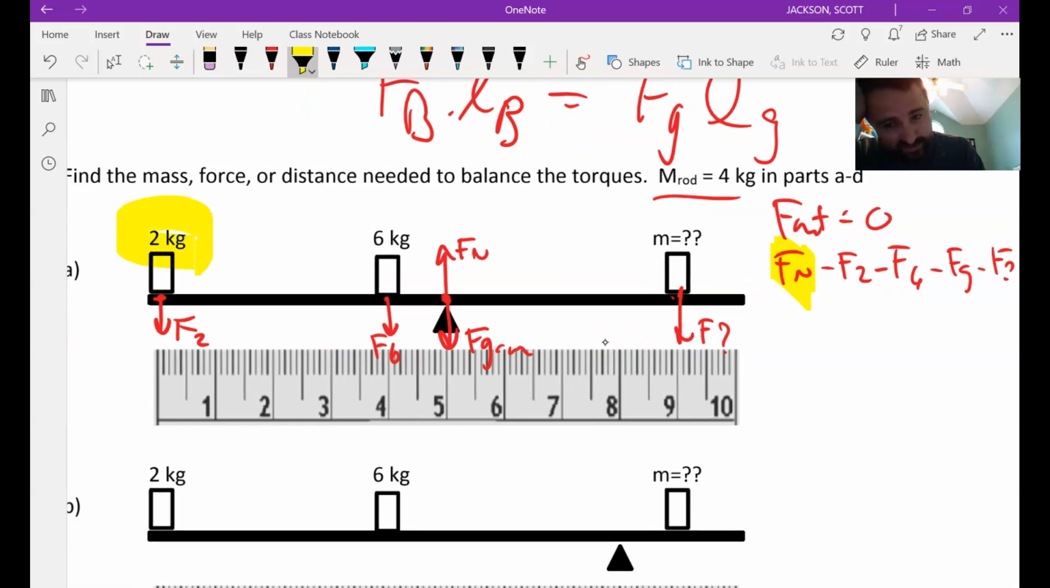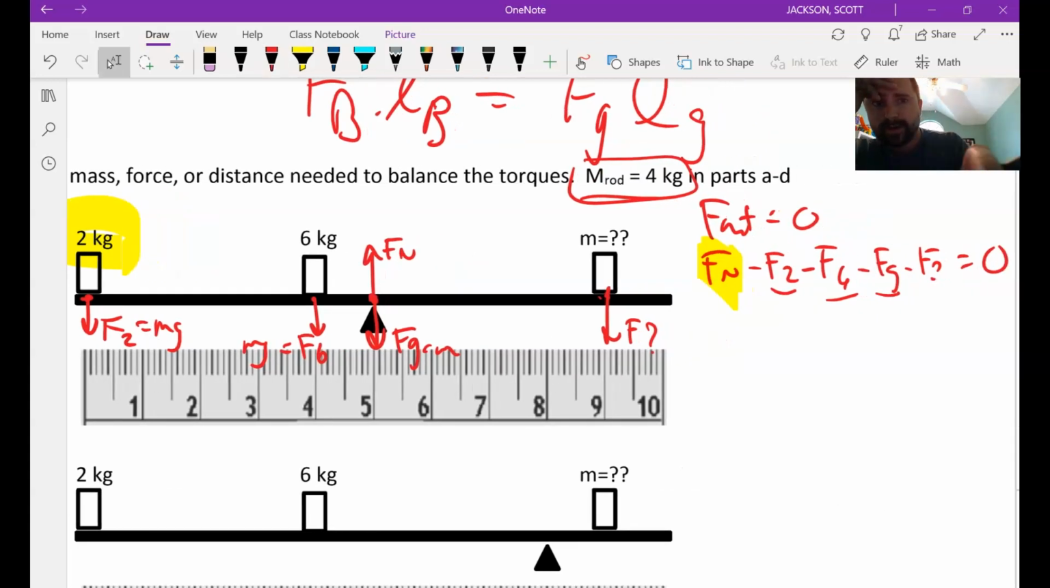I know the mass, and so it'd be just mg. This force is just going to be mg. I know this force is going to be mg, so I know this force, I know this force. Force of gravity I know, because it's just mg there. But I have this force right here. I don't know. So I have 2 unknowns, so I can't solve it. Let's try to solve it with torque, so we don't have to do a system.